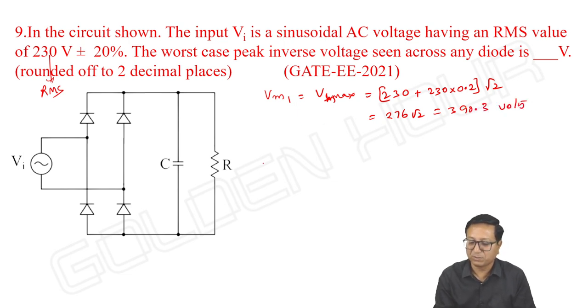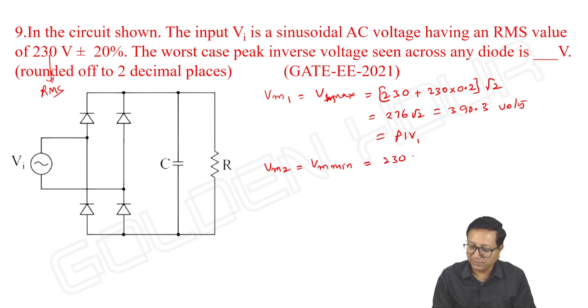volts. This is one possible value, which is our PIV 1. Peak inverse voltage is Vm. Okay, here. And what about the other case? It is equal to Vm minimum, I can take.